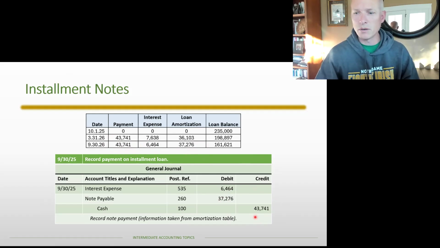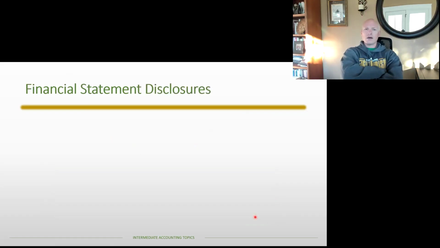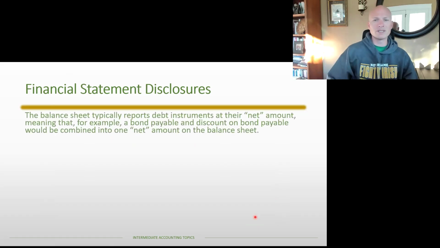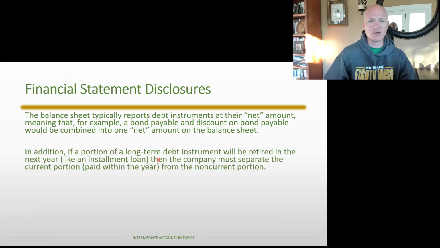All right, so we're getting close to the end here. Now, some financial statement disclosure information. Typically speaking, when we report debt, we're going to report it at the net amount. So if a bond payable had a discount, then we would combine them and report one net amount on the balance sheet. That's very, very common. The other thing is, we already talked about this in chapter 13, if there's a portion of long-term debt that's going to be retired within the next year, that portion would be called out separately and would be reported as the current portion of the long-term debt.